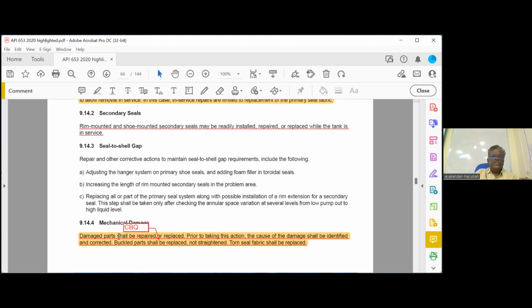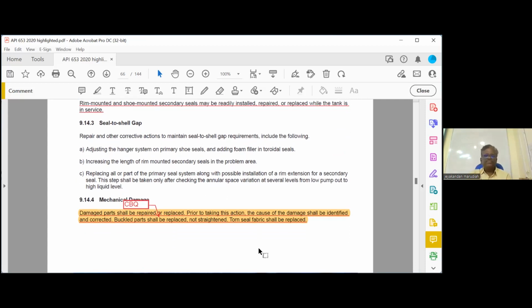Then mechanical damage. Damaged parts shall be repaired or replaced. Prior to repair, the cause of damage shall be identified. Last line is important. Buckled parts shall be repaired, not tightened. Torn seal fabric shall be replaced.